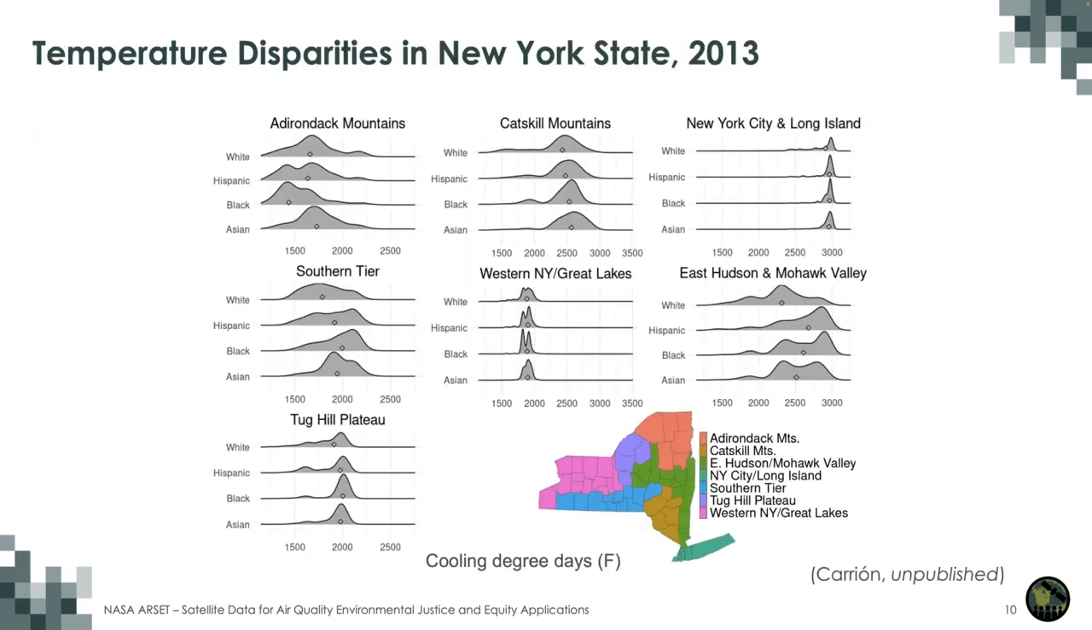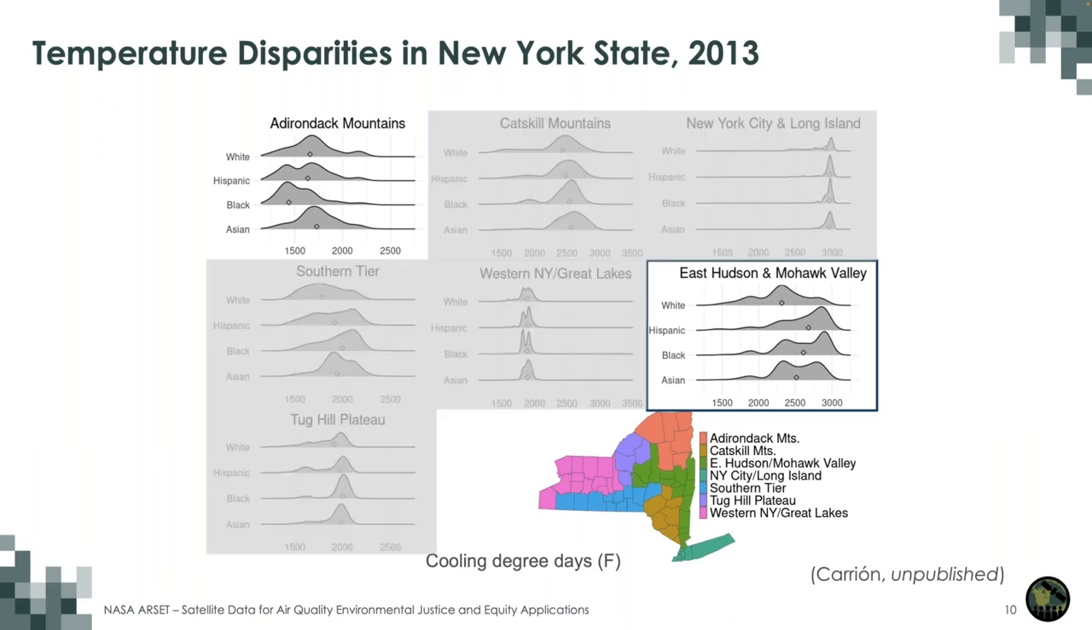So, some very preliminary results from our work. This is essentially a plot looking at kernel density smooths of temperature throughout the climate regions of New York State. And what you can see here is that zooming into various climate regions, we can see evidence of temperature disparities that are pronounced in some areas and perhaps not in others. So for example, in the East Hudson and Mohawk Valley, you can see that the temperature distributions seem much higher for Hispanic Latine folks, Black folks, and also for Asian folks compared to white folks.